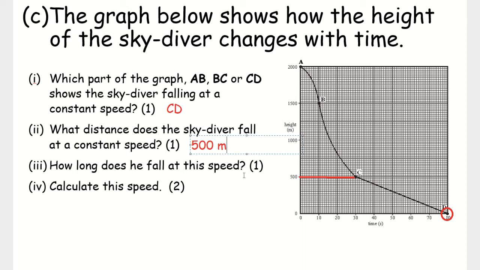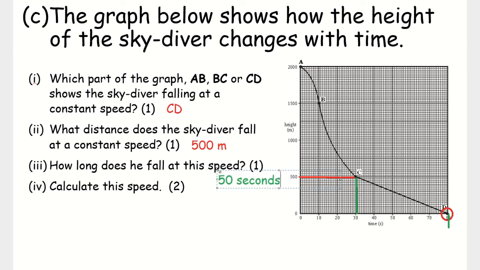How long does he fall at this speed? Well, let's have a look. It starts at C there, and the time there is 30 seconds, and here the time is 80 seconds. So we've gone 10, 20, 30, 40, 50 seconds, and that is our time at that speed. So that's 50 seconds.